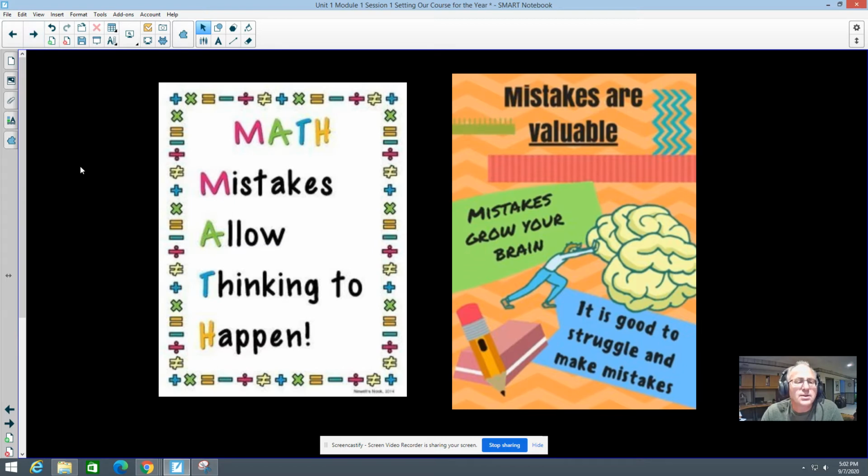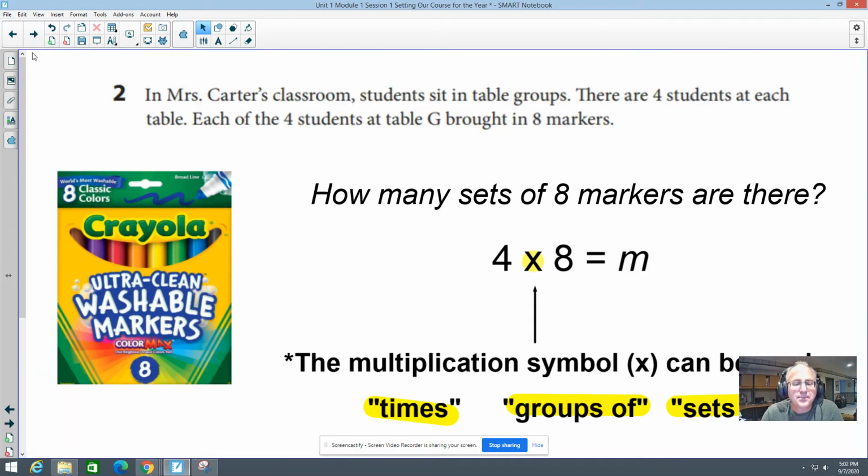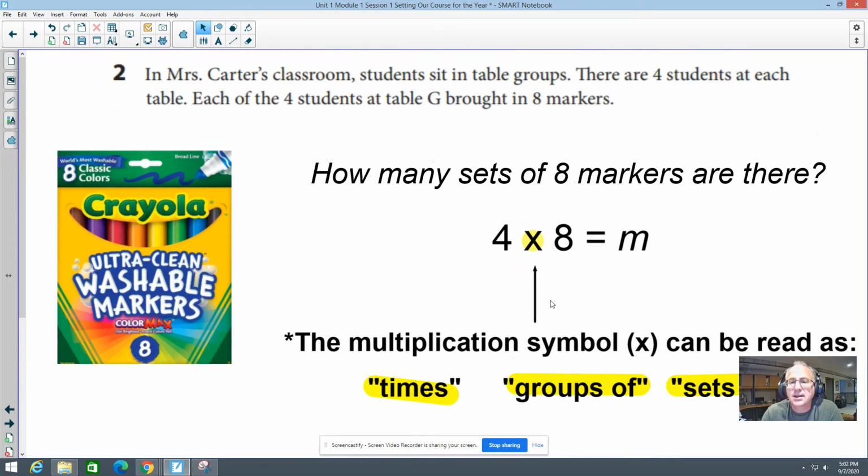So okay, now we went through the mindset a little bit more. We reviewed with me, and then we reviewed together. You try and I try. And now there's a little bit more review here. Remember that this could be rows of, this could say 4 times 8, groups of, and sets of.